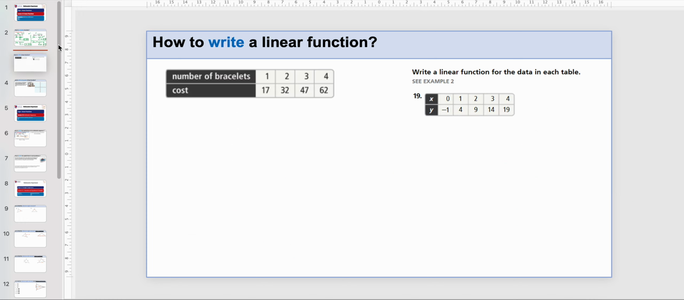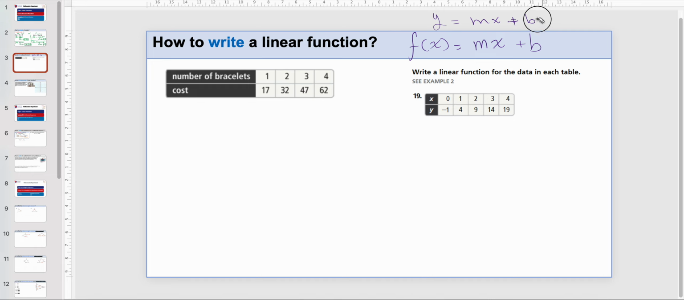Moving forward to the second idea. Finding or writing a linear function. Linear functions look like this, as you saw before. They basically look like f of x equals a number, we call it m, the slope, times x plus b. So it's the same as linear equations, but instead of y, we write it as f of x. It's a function.